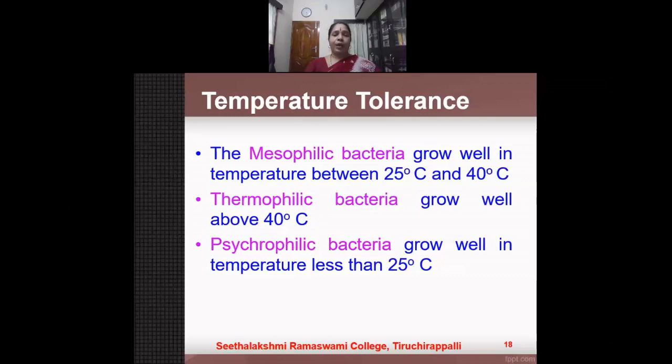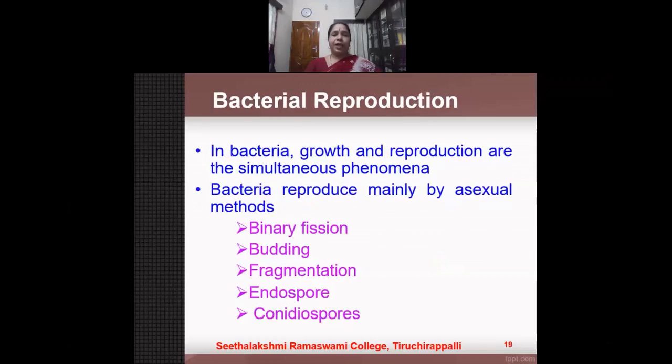Thermophilic bacteria grow well above 40 degrees centigrade, while the psychrophilic bacteria grow well in temperatures less than 25 degrees centigrade. So they can also grow inside our refrigerator. Bacterial reproduction. In bacteria, growth and reproduction are simultaneous phenomena. Bacteria reproduce mainly by asexual methods like binary fission, budding, fragmentation, endospore formation, and the formation of conidiospores.